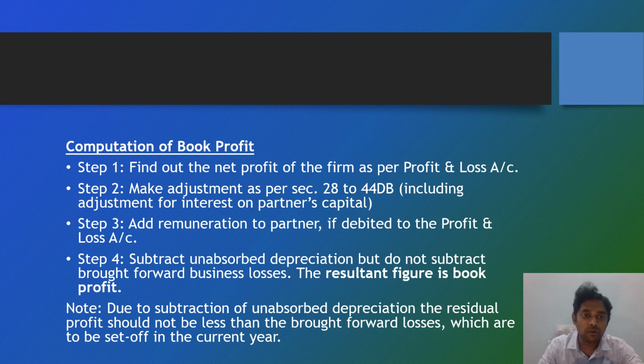Computation of the book profit. Step 1. Find out the net profit of the firm as per profit and loss account. Next, make adjustment as per section 28 to 44 DA, including adjustment for interest on partner's capital. Add remuneration to partner if debited to the profit and loss account. Subtract unabsorbed depreciation, but do not subtract brought forward business losses. The resultant figure is book profit.